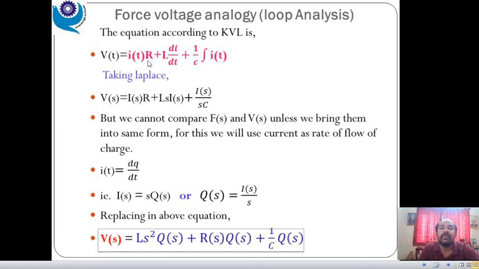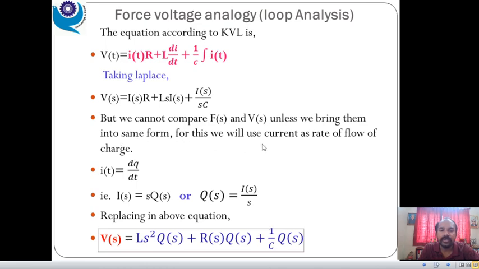Taking the Laplace of this equation, we just replace t by s, that is V(s) = I(s)R + LsI(s) + I(s)/(sC), right? But we cannot compare F(s) and V(s) unless we bring them into the same form. Voltage is in electrical format and force is in mechanical format, so to make them similar we have to bring them into the same form.